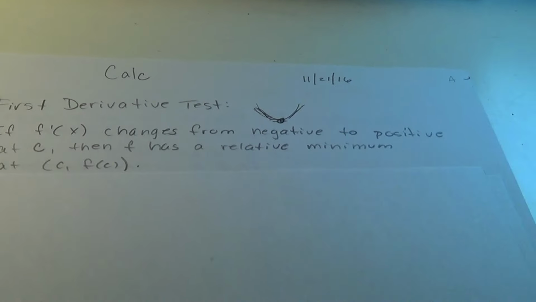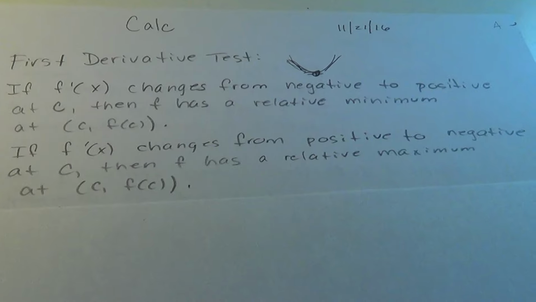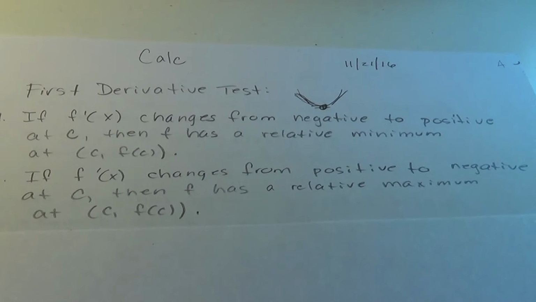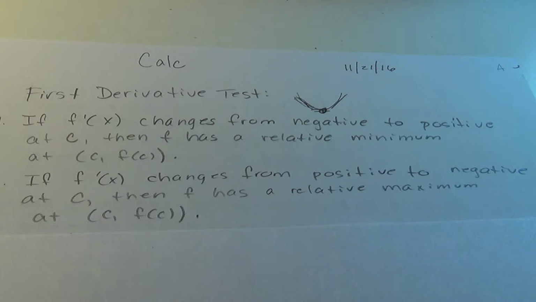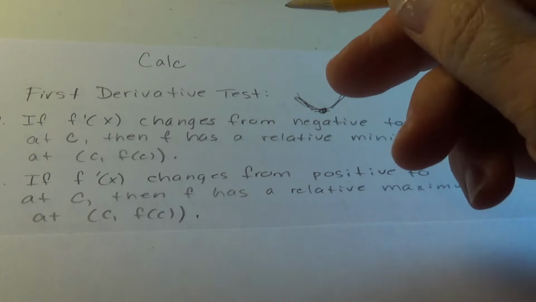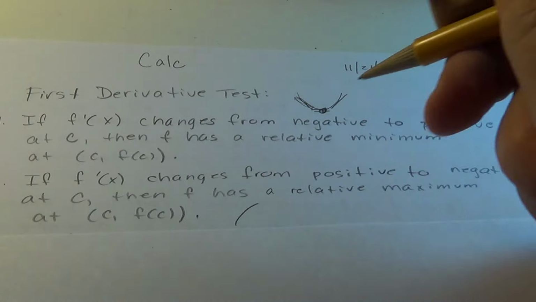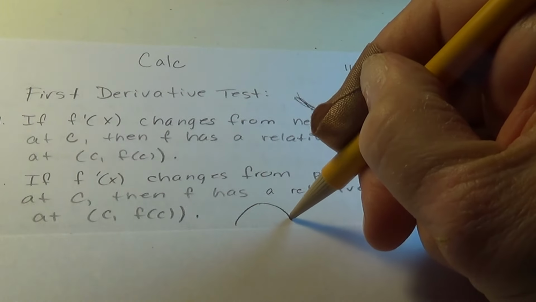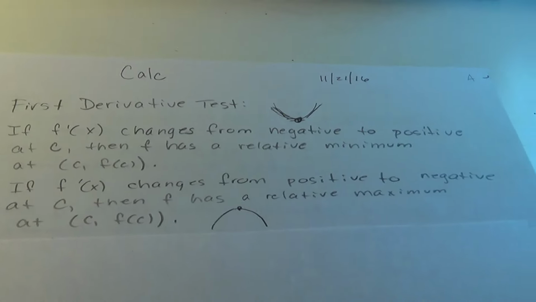All right, so in words, the other way, if the first derivative changes from positive to negative at C, then f has a relative max. So we have the opposite. First the derivative is positive, then it's 0, then it's negative. So we're expecting a relative maximum at that point.